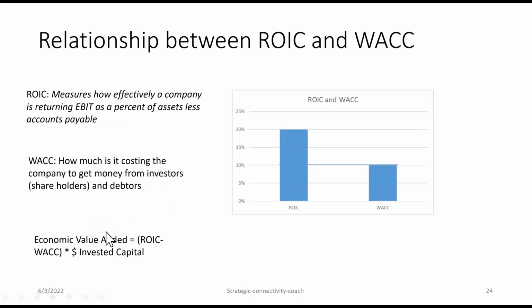So for example, let's say a company was generating a 20% return on invested capital, ROIC, and the weighted average cost of capital was 10%. This would be an example that the company is creating value. They're generating more return versus what they have to provide their investors and the debt holders. So that would be what the company should be striving to do.